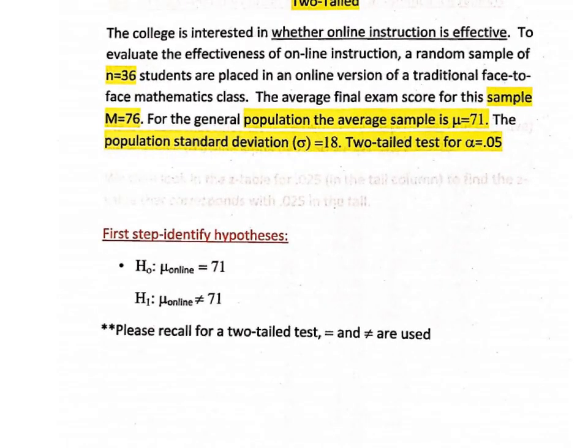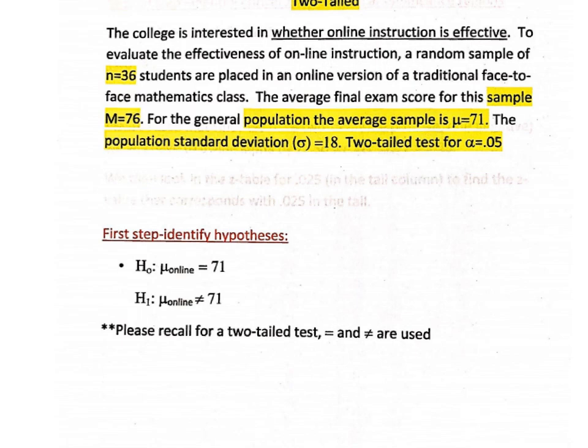So our null hypothesis for online instruction is mu equals 71. This means that if nothing happens, we would expect to find 71. So that means that there would be no increase by taking a course online. The other possibility is that there would be no decrease in taking the course online. So simply said, taking the course online would not improve your grade or make your grade worse.